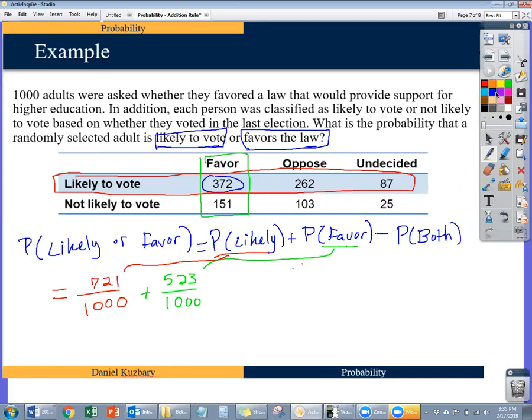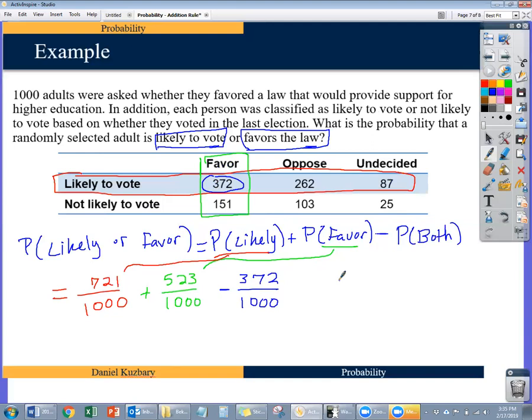And if you're following along, you may have noticed that in the calculator, I added 372 to that number, and I added 372 to that number, which means I added it twice, which is why we got to take away the 372 over 1,000. This is where the addition rule really comes into play. I added it twice already when I was computing the red number and the green number, so I'm taking it away because that's what the addition rule tells me to do. I counted it twice.